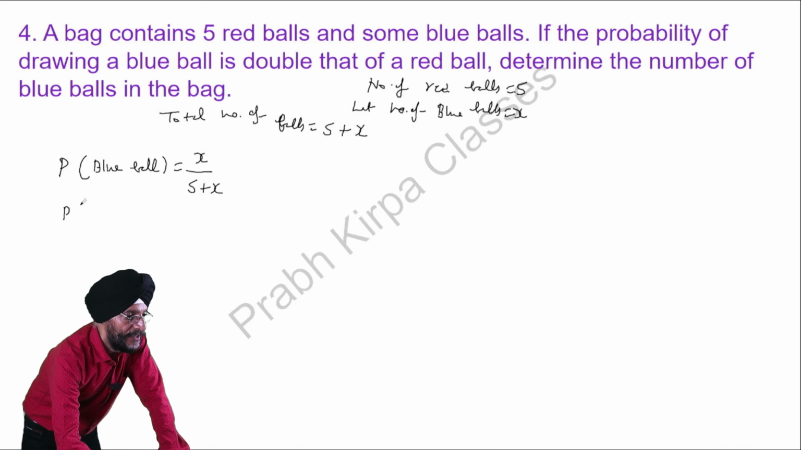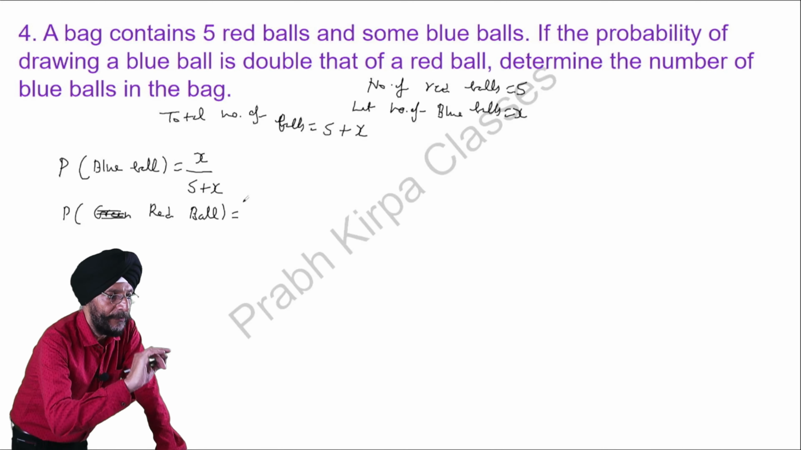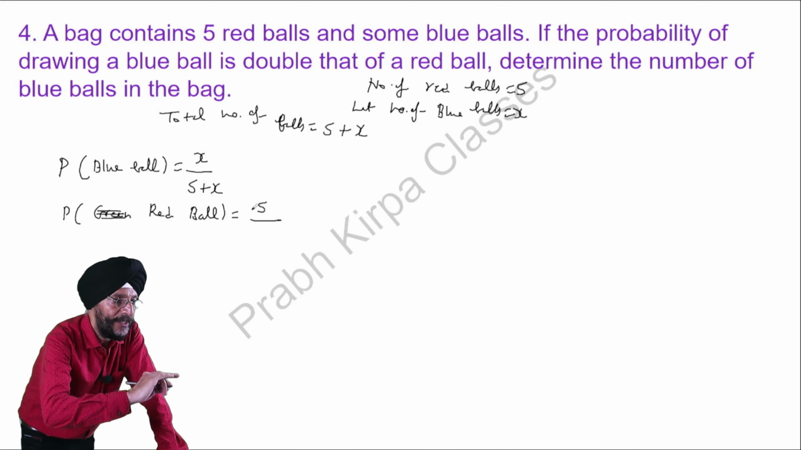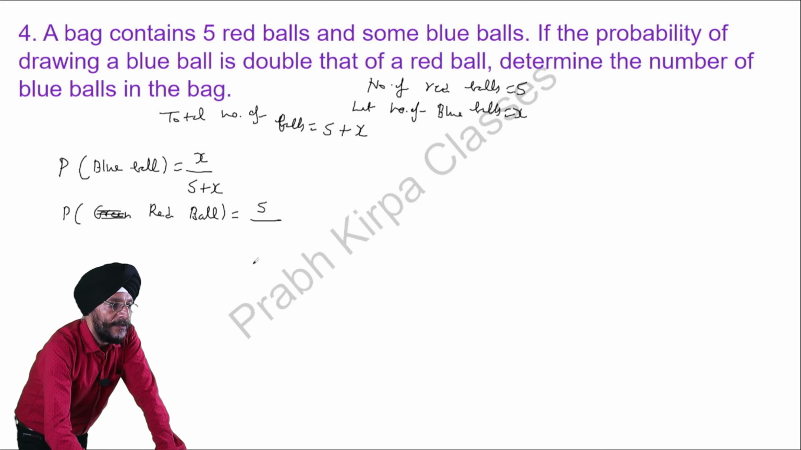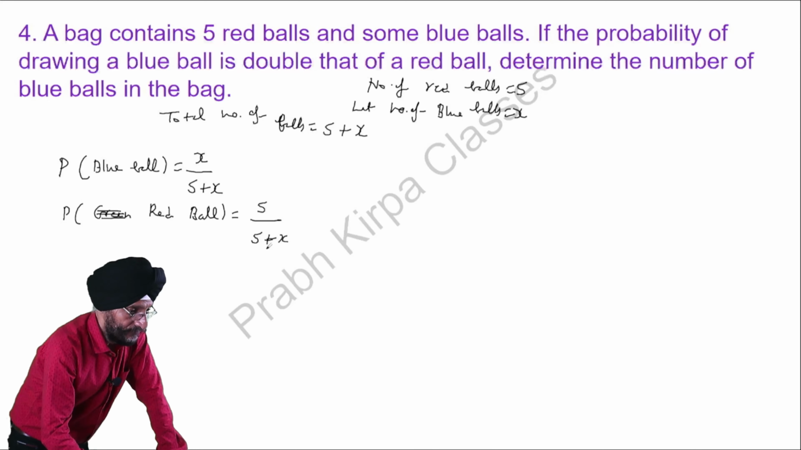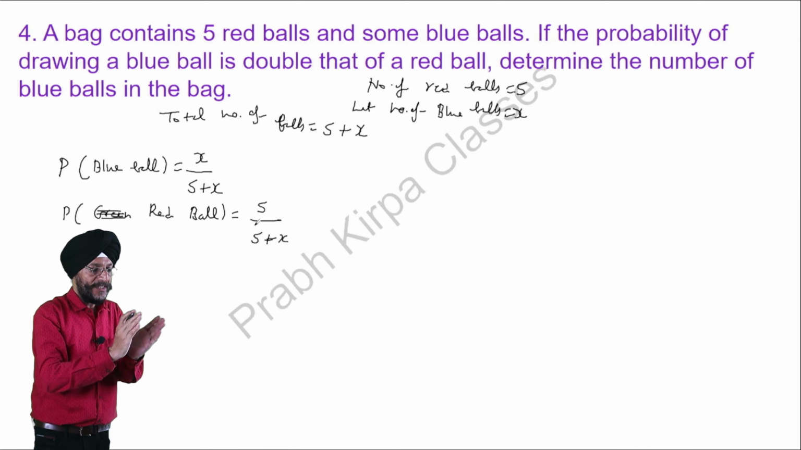So now what is the probability of red ball? The probability of red ball is the number of favorable outcomes. Number of favorable outcomes are the number of red balls. It is 5. It is to be divided by the total number of balls, and the total number of balls are 5 plus x. So now we have arrived at the probability of blue balls as well as the red ball.